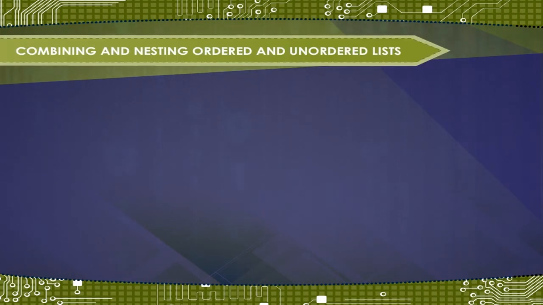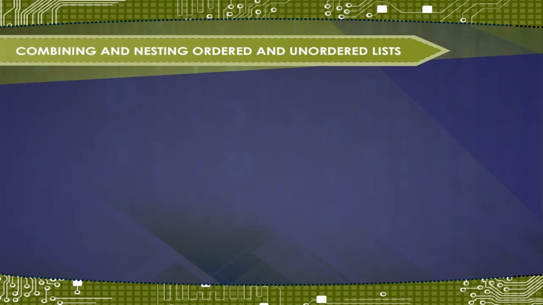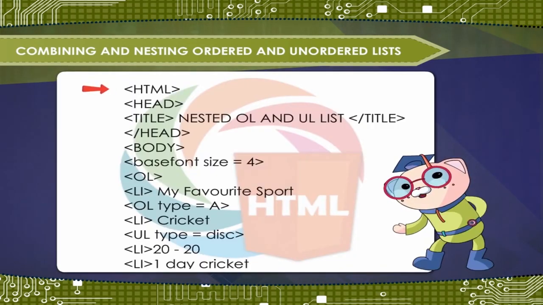Combining and nesting ordered and unordered lists. Write an HTML code showing the combining of the nesting of unordered and ordered lists. Tag HTML. Tag head. Tag title. Nested OL and UL list. Close tag title. Close tag head. Tag body.